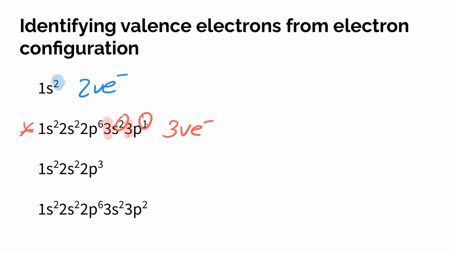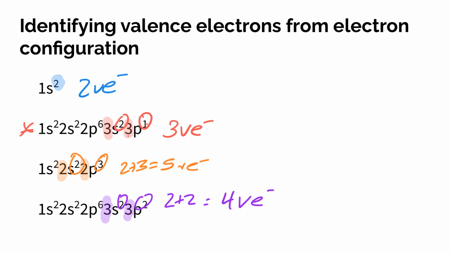In this example, there's 2 and 2, so we need to add 2 and 3, so 2 plus 3 equals 5 valence electrons. And in this example, let me use my highlighter. We have 3 and 3, and then we have 2 and 2, so 2 plus 2 equals 4 valence electrons.